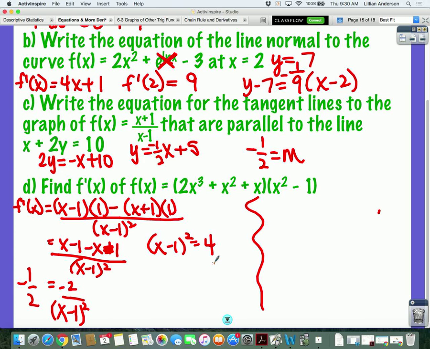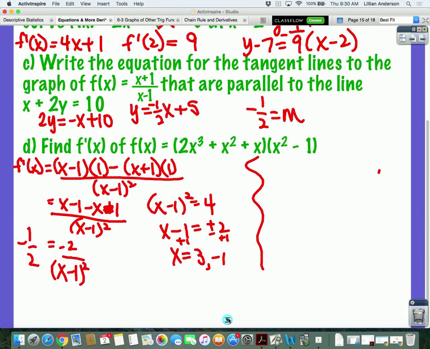4. When I take the square root, I get plus or minus 2. So I'm going to get 2 x values after I add 1 with a 3 and -1. Yes? Good stuff. So I got to plug both of these in to get our y values. When x is 3, y is 2. And when x is -1, y is 0.